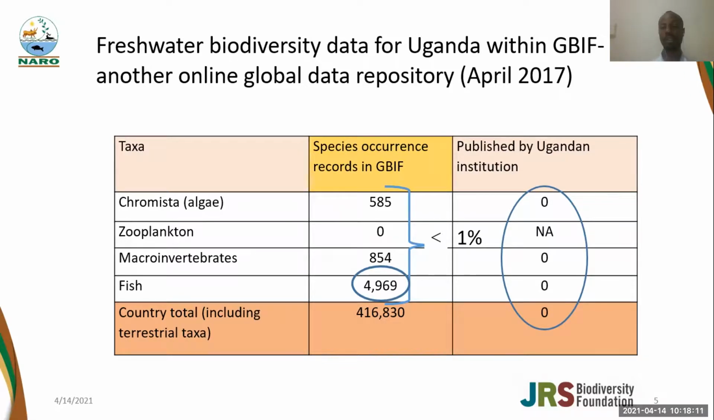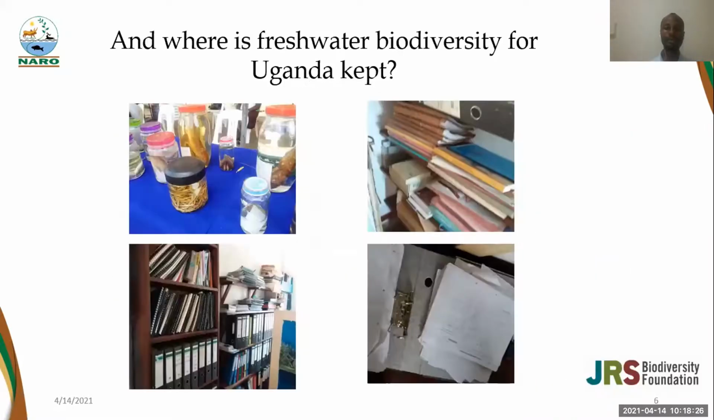If you look at the national level, we have the National Biodiversity Data Bank in Uganda. But again, the whole database is offline, and you can maybe only access that data if you go to Makerere University, where the database is housed. So the question we may want to answer is where freshwater biodiversity data for Uganda were kept before our project.